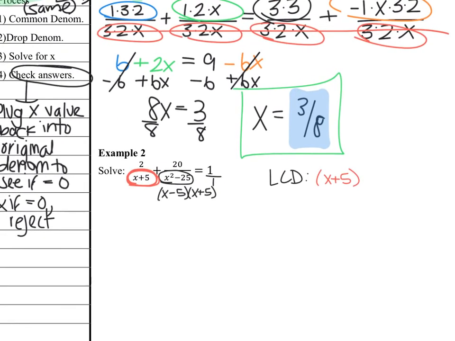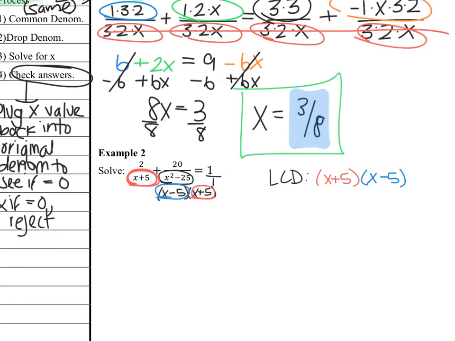All right, so then when I look at the second one, I already have x plus 5, so I don't need to worry about that. But I do need to worry about x minus 5. That's not up there yet. And then the third one is just the 1, so I can kind of ignore that for the time being.